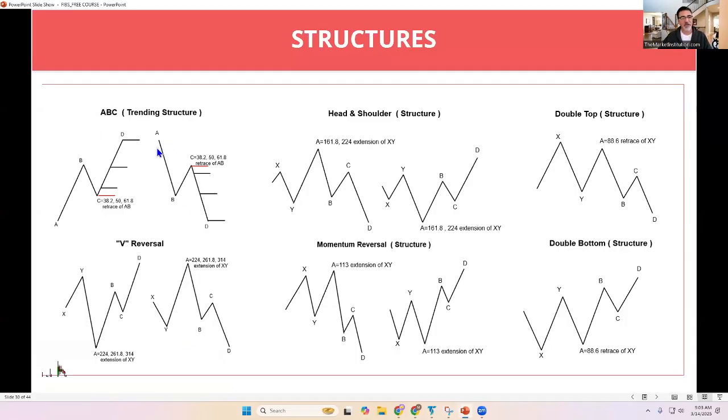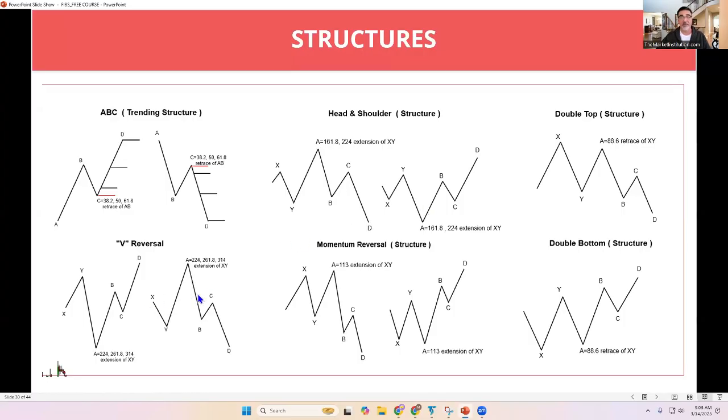The ABC structure is a trending structure, and the ABC structure comes after the reversal. You can see where the ABC comes into play, but the information in front of that, okay, can also help us anticipate if we're looking for a head and shoulders, a double top, a double bottom, okay? And once we get the reversal patterns, then we look for the trending. They happen in a sequential arrangement, okay?